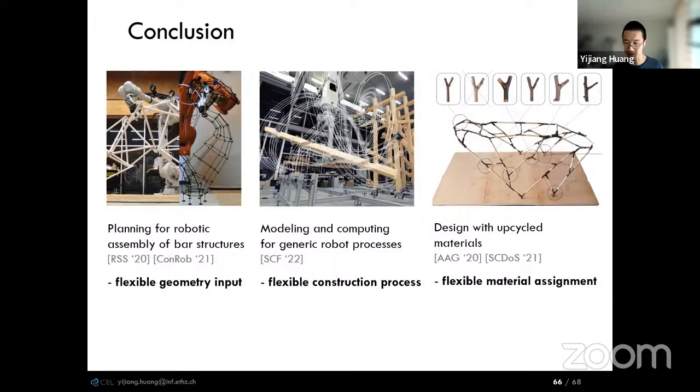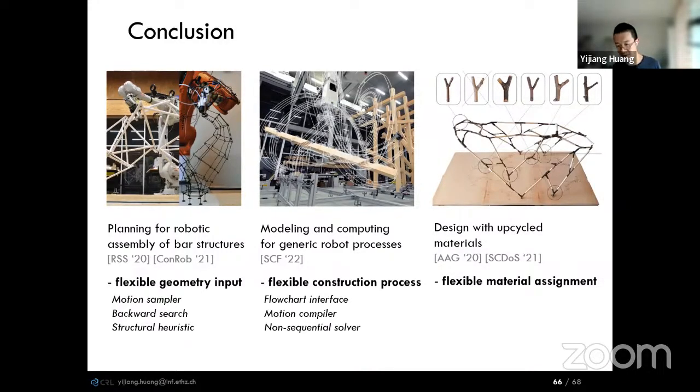So just to recap, in the first project, we used an integrated search algorithm to plan for both assembly sequence and robot motions together to program robots to assemble arbitrary design input. And in the second project, we considered a compiler-solver approach to help program new robotic processes. And in the third project, we demonstrated an optimal assignment algorithm that enables us to design with upcycled material resources. And I think this is really a small sample of what automated planning can do.